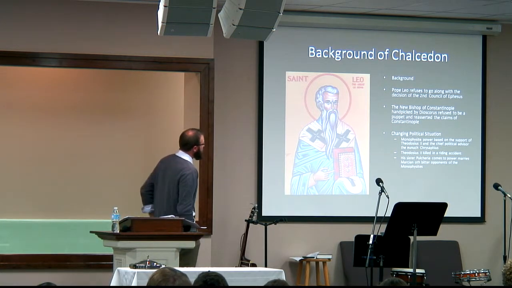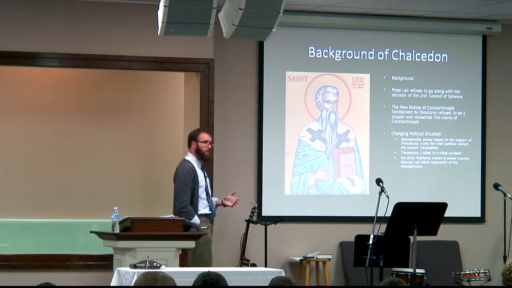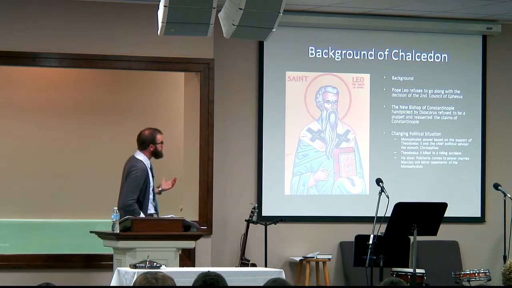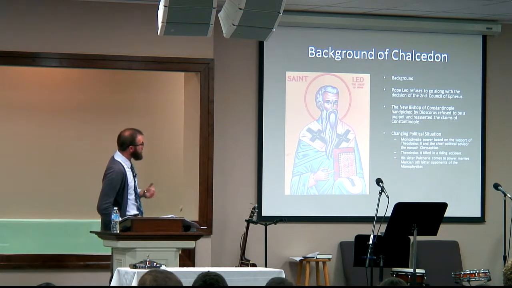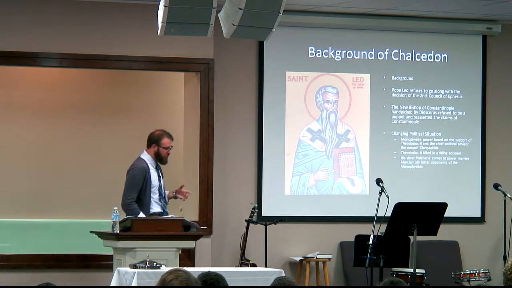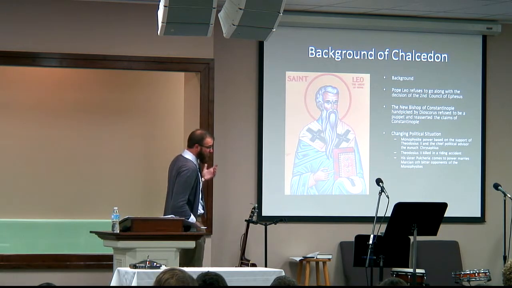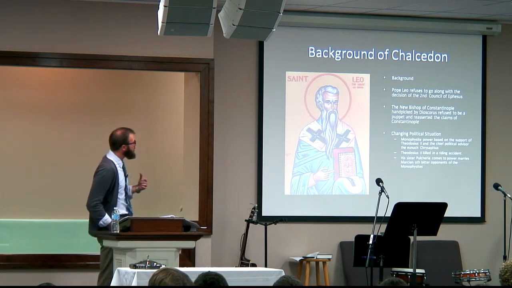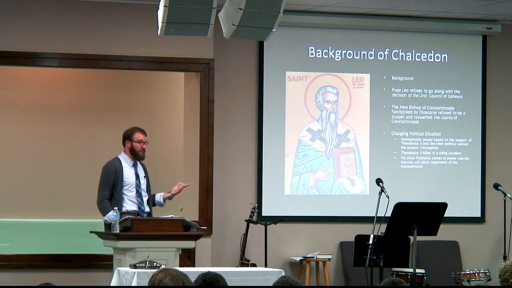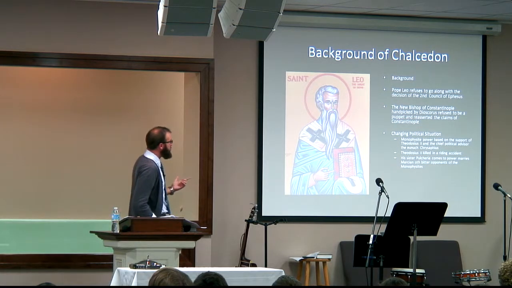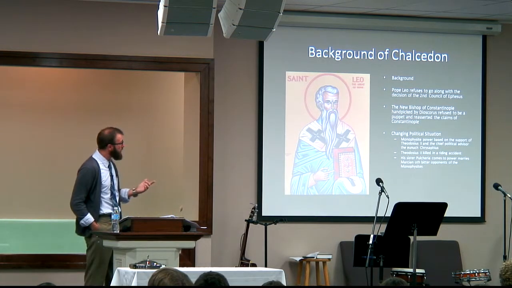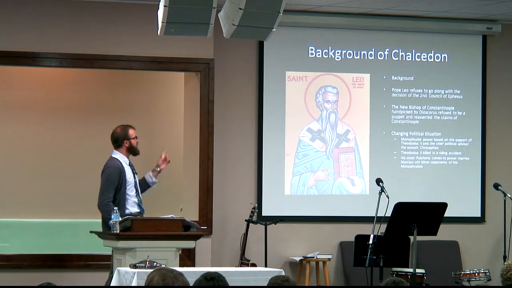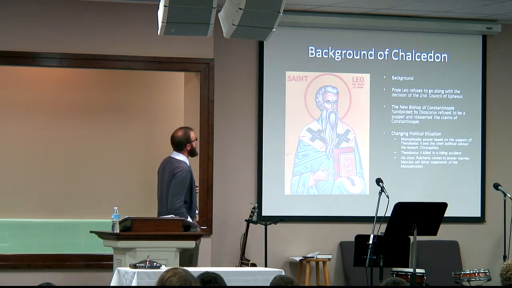Also, the new bishop of Constantinople refuses to go along with the bishop of Alexandria and be his puppet. And then there's a changing political situation. The Emperor Theodosius II dies. His counselor is arrested by the emperor's sister, who's not a monophysite in any way, actually very anti-monophysite, has him arrested and killed, and she calls a council. And this is going to be the Council of Chalcedon. That's the last slide that we're going to deal with.